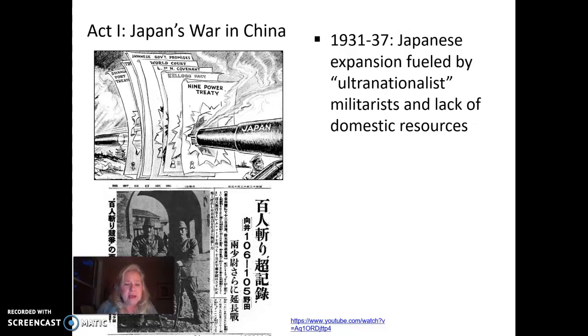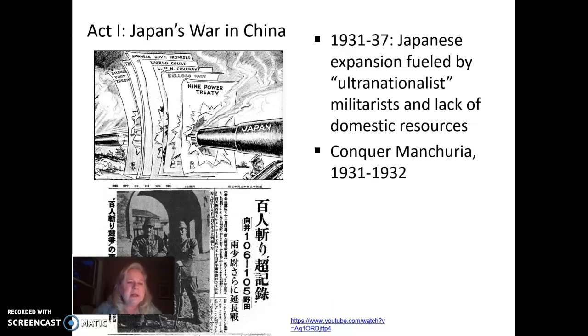Japan also lacked resources such as oil and land. I mean, they're basically just a small island. You can see in the cartoon above that Japan basically broke through several treaties that they had made, the Nine Power Treaty, the Kellogg Pact, the League of Nations Covenant, the World Court, etc. And to be honest, they really didn't care.